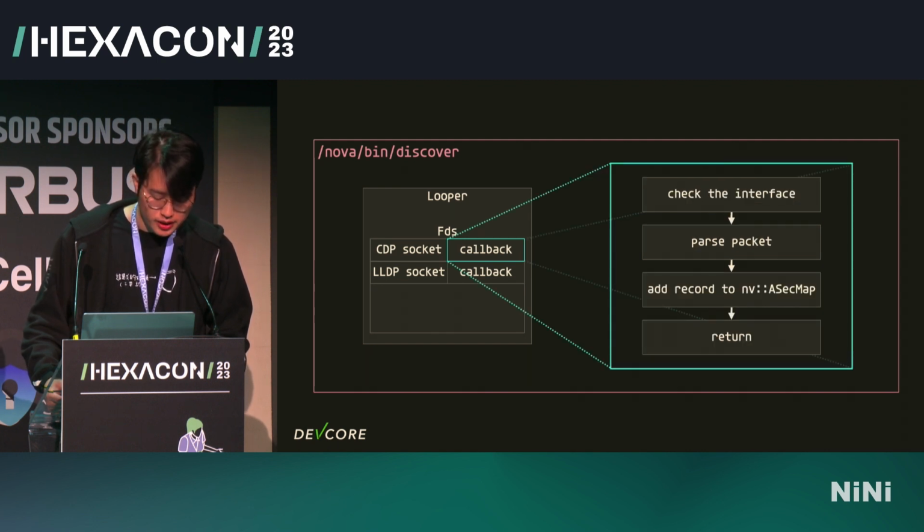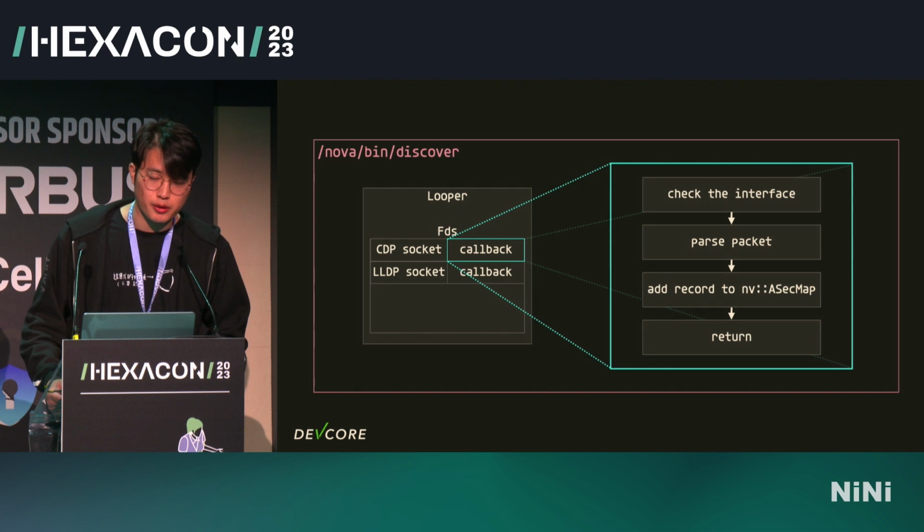The callback of CDP will extract the information from the packet and store it directly into another async map without sending any Nova message. So if you play with the Nova message, you will never cover this code.